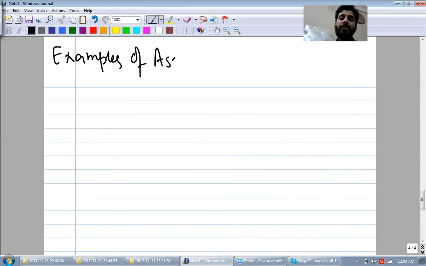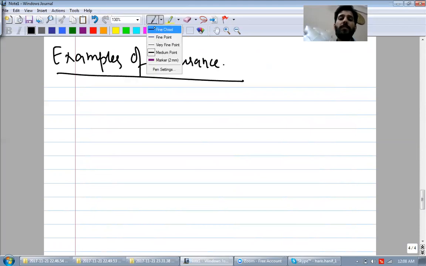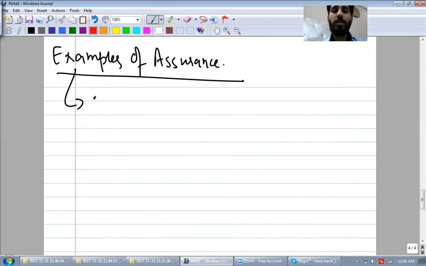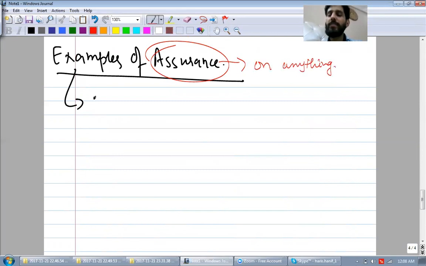Examples of assurance. What do you mean by the term example of assurance? What are the things on which assurance can be given? The answer is assurance can be given on anything. Assurance can be given on anything or any subject matter.